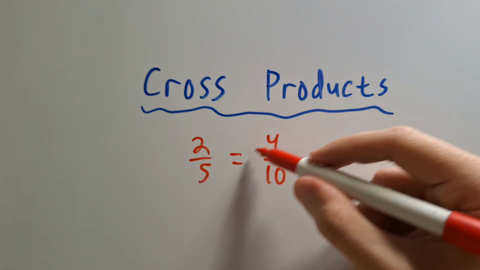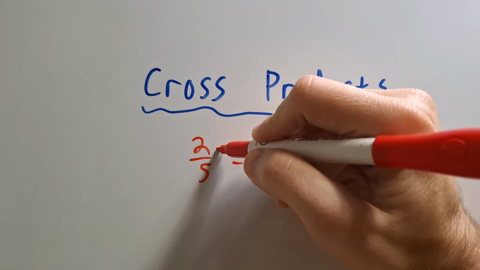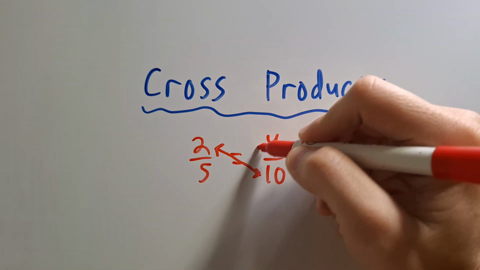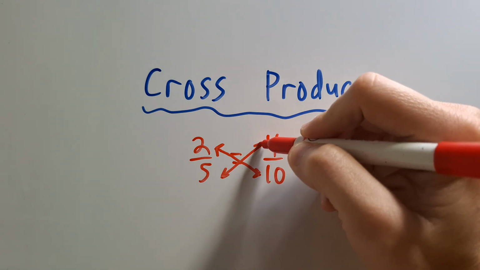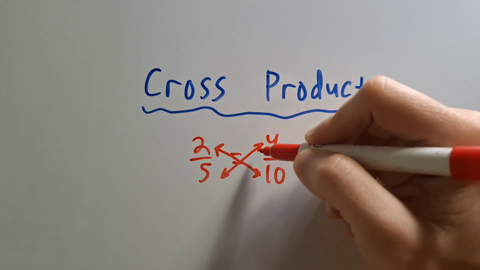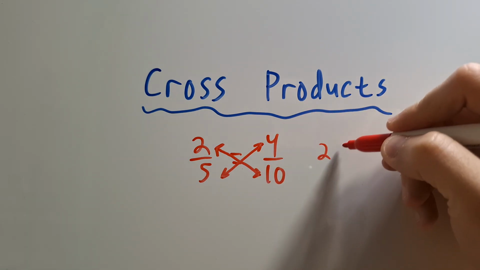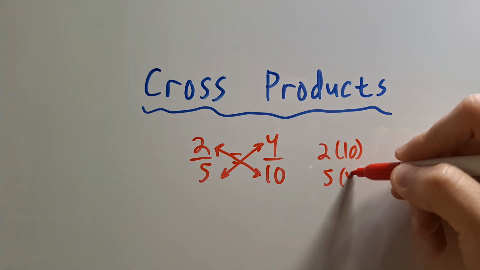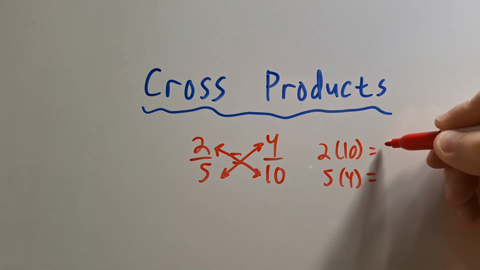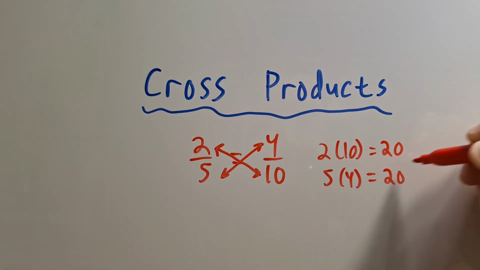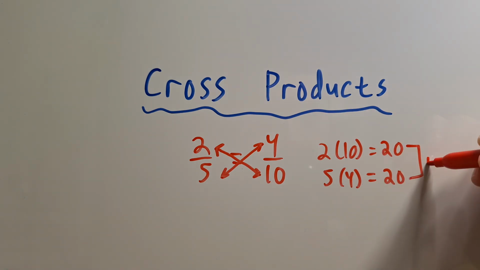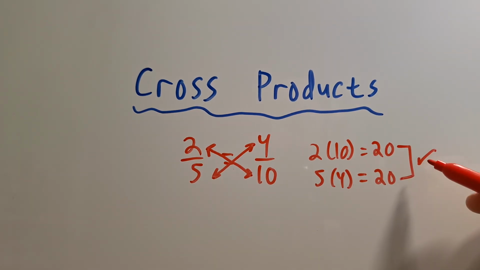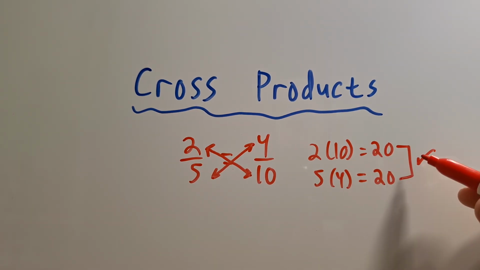the other diagonal. So we multiply the numerator of one fraction by the denominator of the other one, and same thing to the other set. These products both give us 20. All right, so the cross products are equal. In this case, the cross products are both 20.